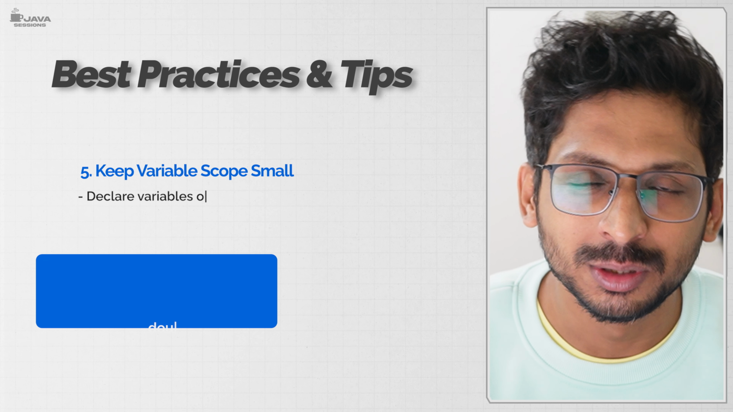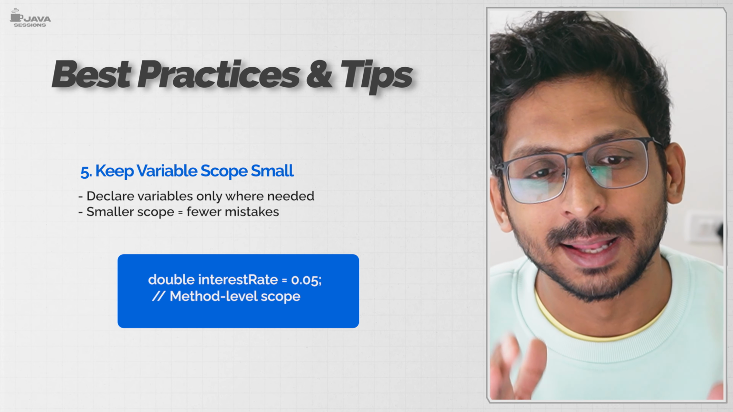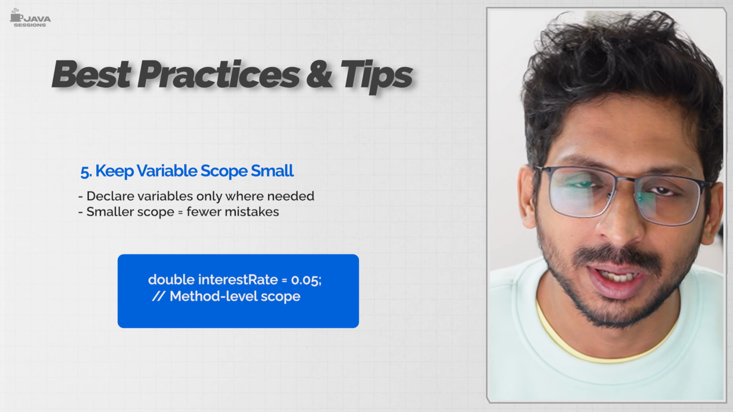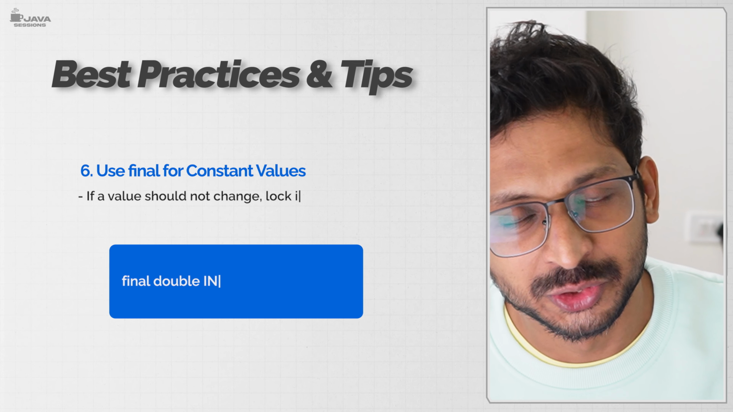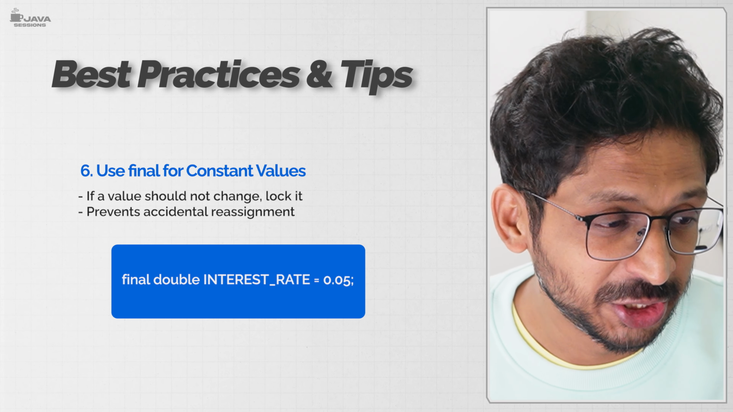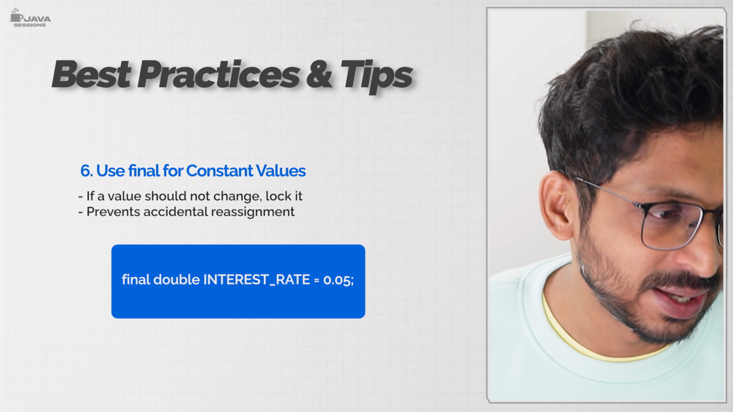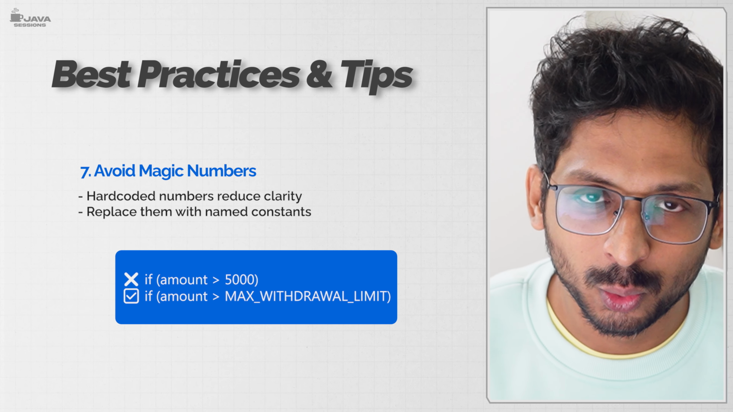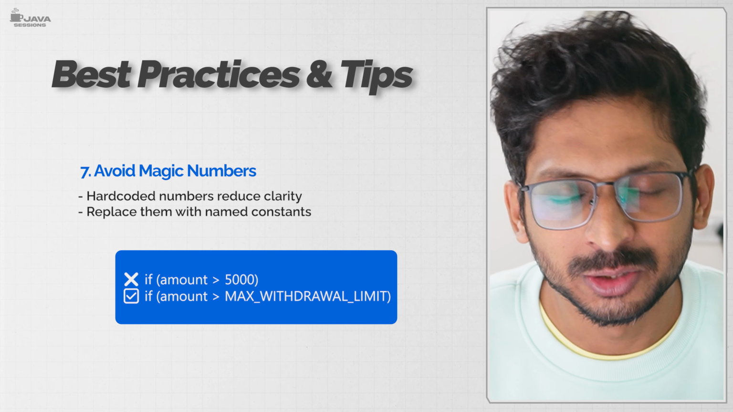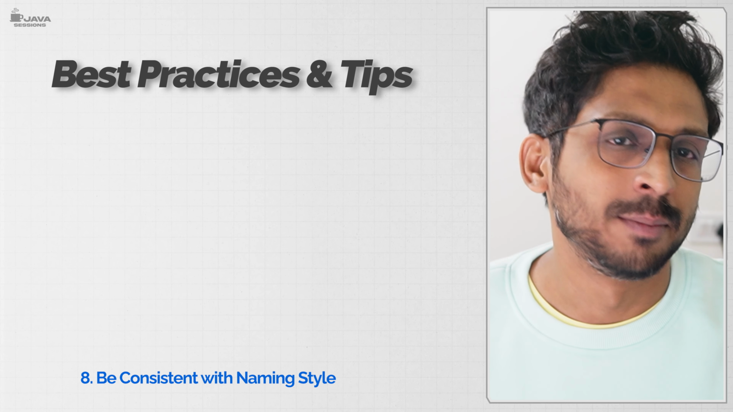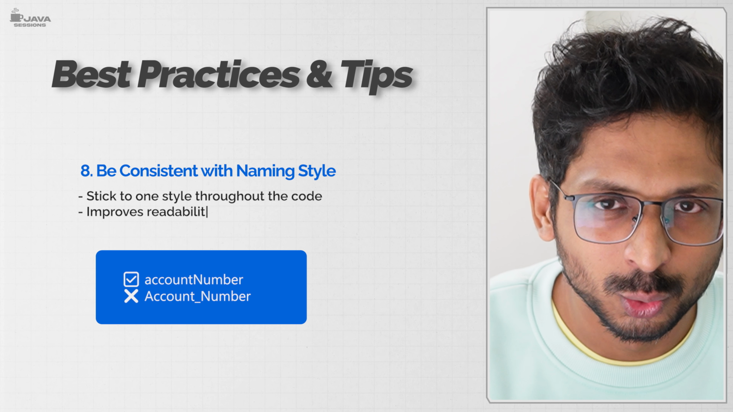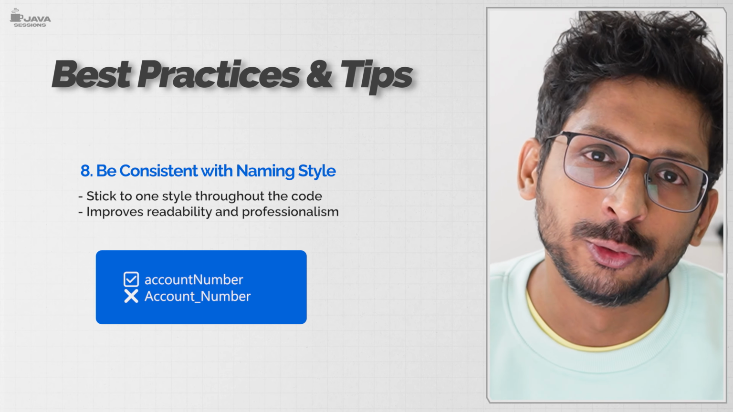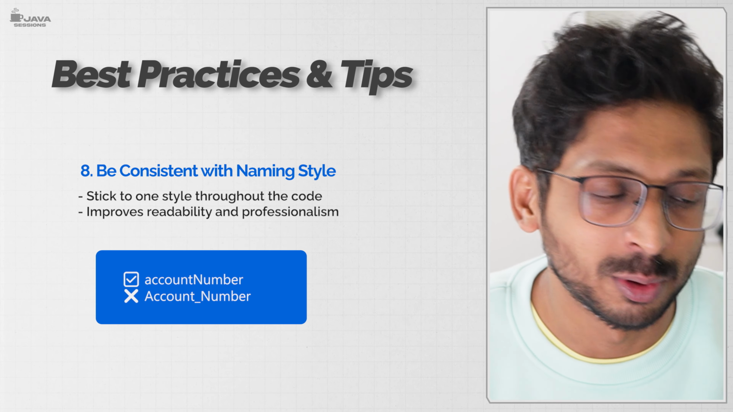As much as possible, keep the scope of your variable short and limited to that particular code block. Shorter variable scopes reduce confusion and bugs. Use the final keyword for constant values, that is the values you don't want to change during the program execution, even by accident. Avoid magic numbers, that is avoid hard coding any value in your code. Instead, convert them into a variable so that they can be reassigned as needed, and be consistent with your naming style. Stick to one naming pattern, so that is going to give you a certain sense of uniformity in your code, and it also makes it look much more professional.